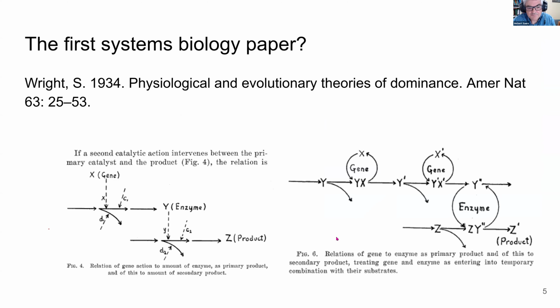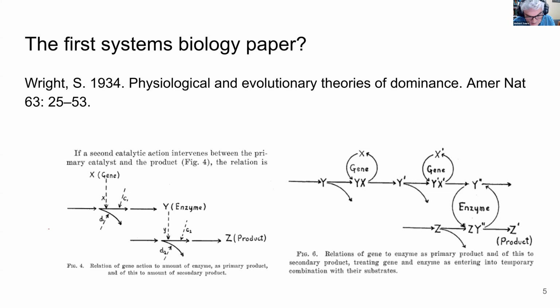So what's the first systems biology paper? This is just for fun. But I think the first systems biology paper is from 1934 by Cyril Wright, who's a famous United States geneticist. He's pretty famous in the genetics community. At that time, in 1934, they didn't know about DNA. They didn't really even know about pathways. They had a vague idea maybe that enzymes somehow made pathways, but they didn't know where the pathways came from.